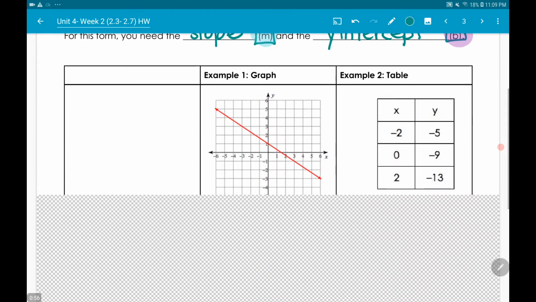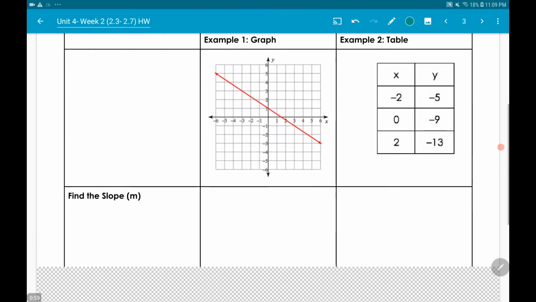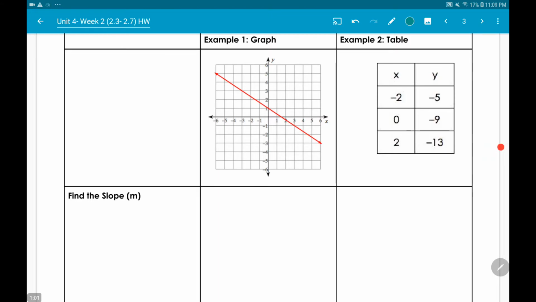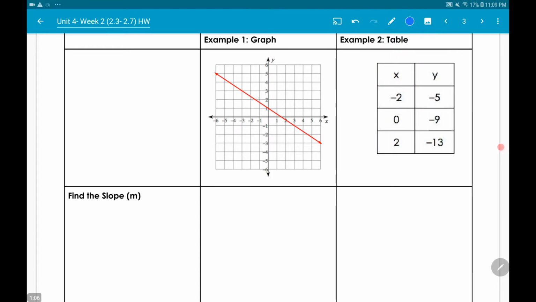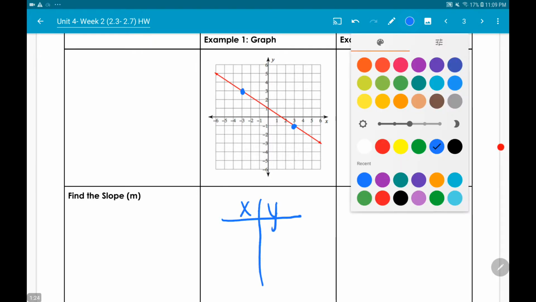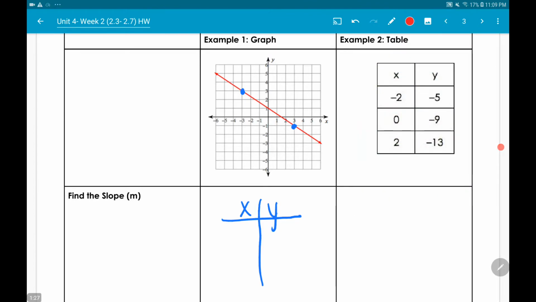So you've already practiced finding the slope and the y-intercept. Now we're just putting it all together. So let's start with finding the slope from this graph. We need 2 points that fall nicely. So I see this coordinate and I see, let's say, this one. That works. Whenever we're finding the slope from a graph, we should make a table using these 2 points.